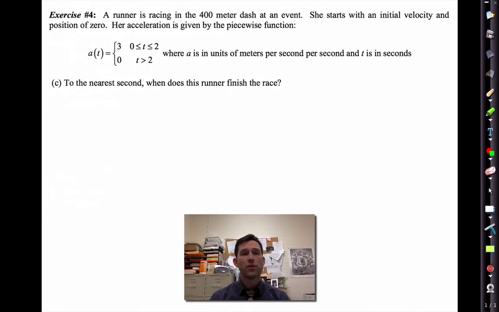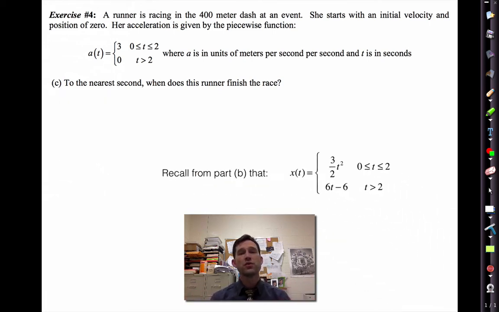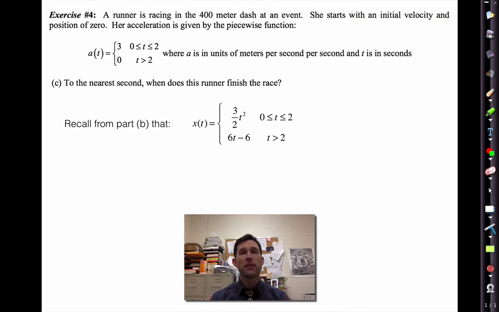All right, so to the nearest second, when does the runner finish the race? I mean, how good is this model? Well, in order to do this, we really need what we just found. We need that position formula. So we've got it now. When does the runner finish the race? Well, the runner's going to finish the race whenever this equation is solved. We've got to solve this. Now, you might say, well, how do I do that with a piecewise function? Pause the video now if you think that you can figure out when she finishes the race.